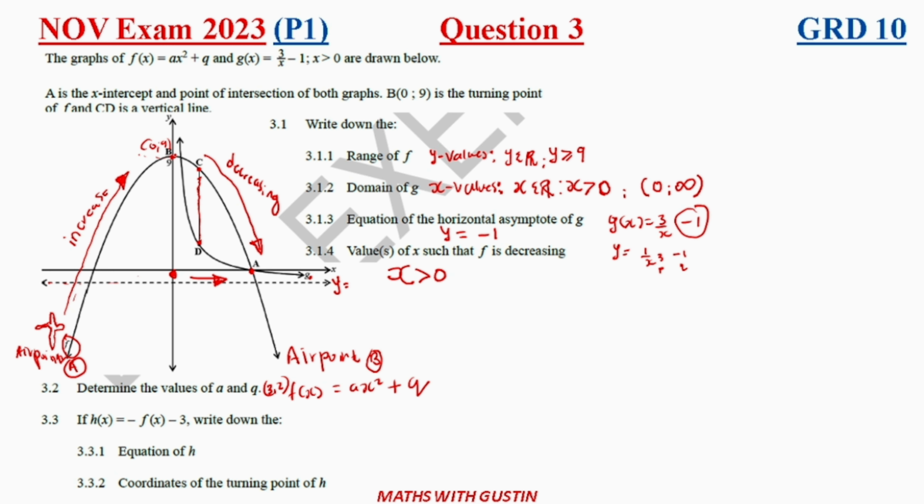What do we have here? We have the y-intercept there. We get the y-intercept when x is equal to 0. So therefore in this case f of x is equal to a times 0 squared plus q. All right, great stuff.